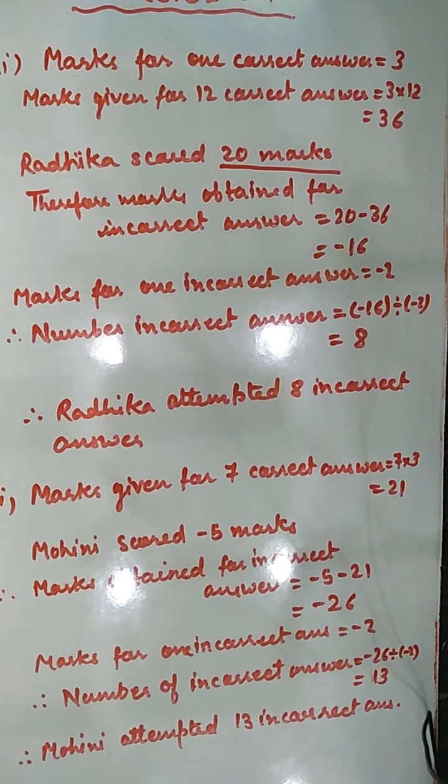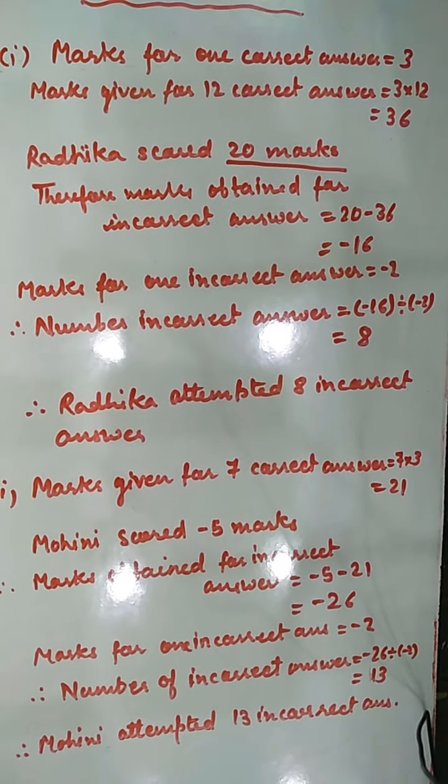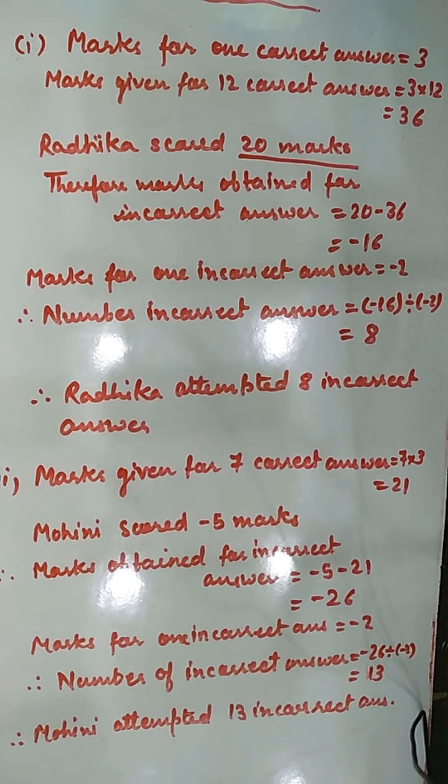For each incorrect answer it is minus 2. So the number of incorrect answers will be minus 26 divided by minus 2, that is 13 incorrect answers. This is a lengthy solution. You need to do it in your copy, note it down in your copy.